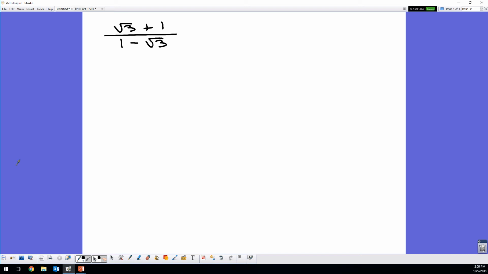But because the bottom isn't just a radical 3 by itself, it's a 1 minus radical 3, that's a binomial. It's two terms connected by an addition or subtraction. So from there, I have to actually deal with a binomial. And to deal with that binomial, I have to multiply by the conjugate.